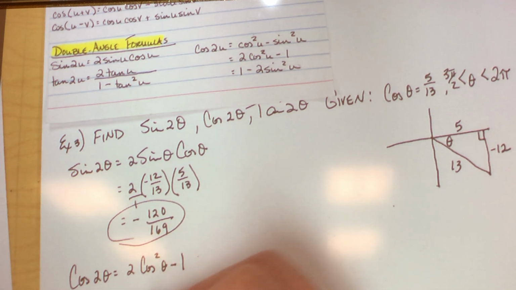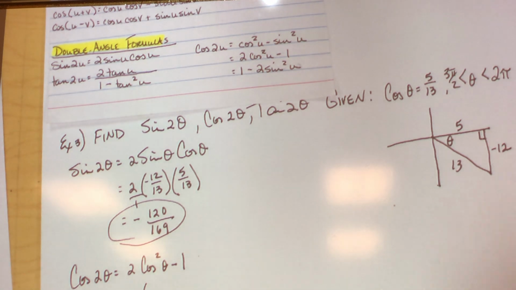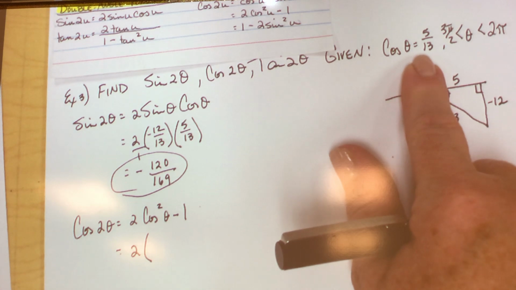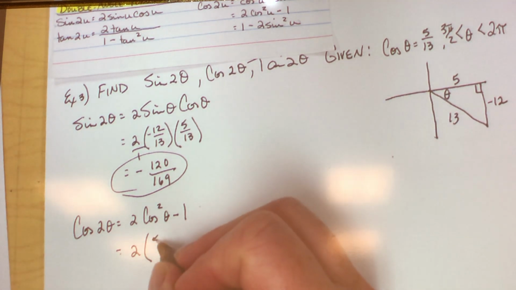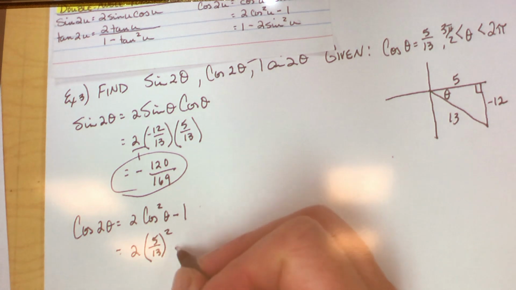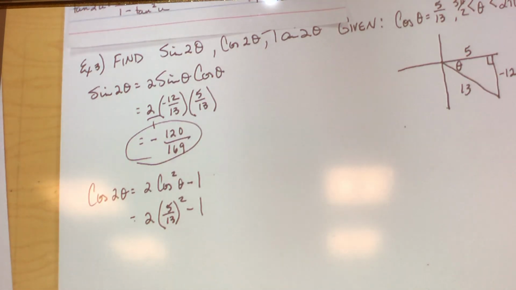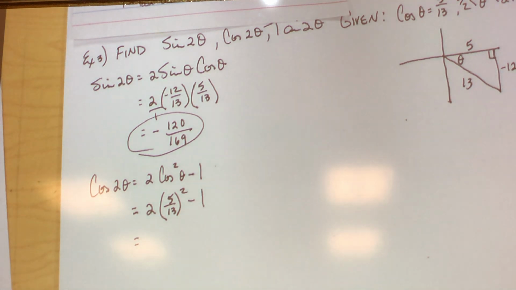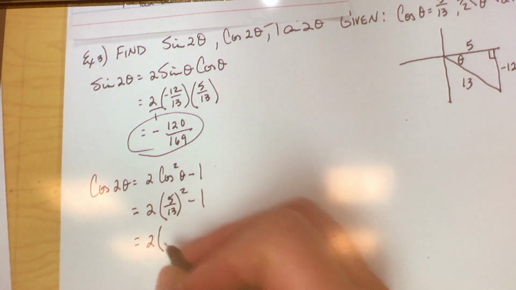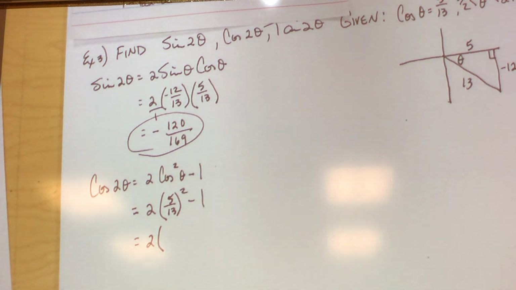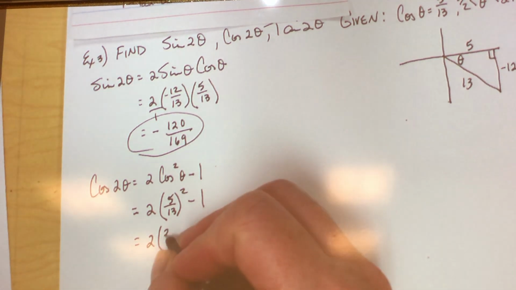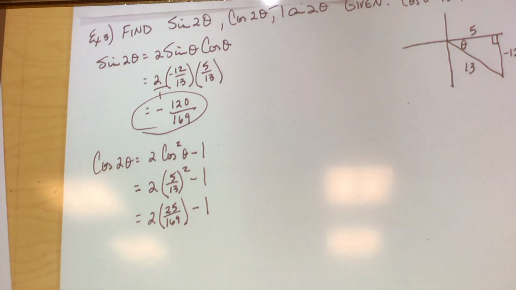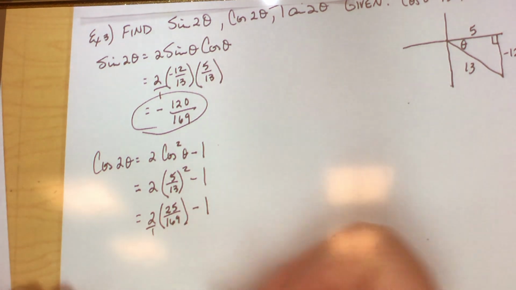Well, that is 2 times, what is the cosine of theta? 5/13. You should be working ahead. 5 over 13 squared minus 1. Order of operations. I'm trying to slow down, okay? Order of operations says, what do I have to do first? Exponents. So how do you square a fraction? Square the top, square the bottom. What's 5 squared? 25. 13 squared, 169. Now what do I have to do? Multiply.